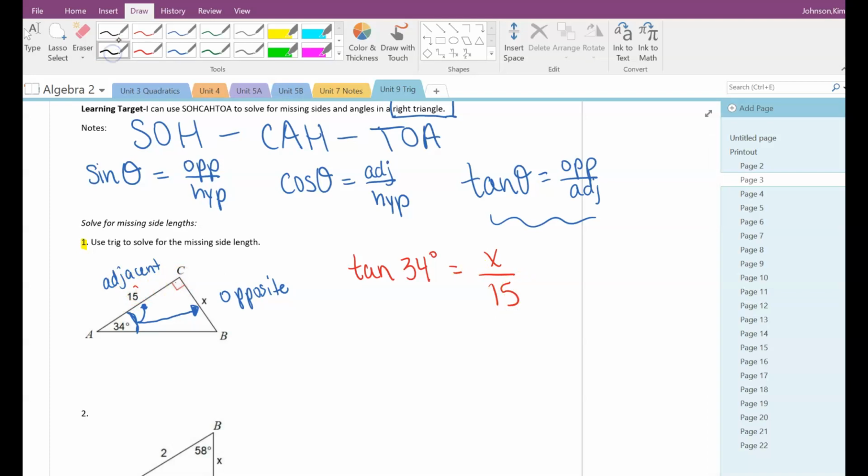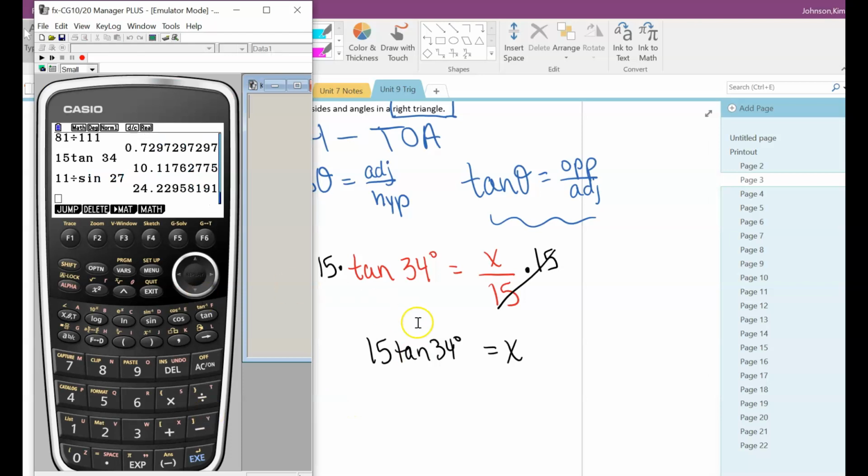To solve this equation for x, I want to undo dividing by 15, so I'm going to multiply both sides by 15. And then I end up getting x is equal to 15 times the tangent of 34 degrees. And from here, this is something we can type directly into our calculators. We got to make sure our calculator is set in the correct mode. So on the Casio, the mode has to be in degrees.